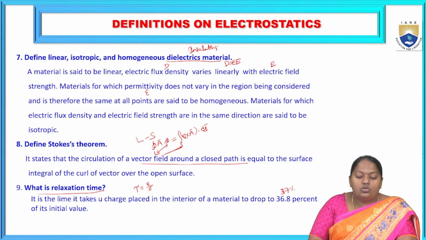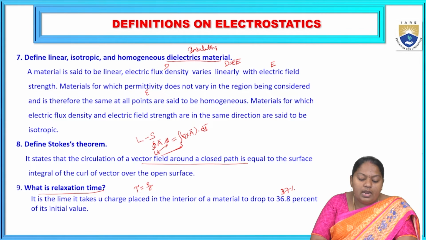Then Stokes theorem. To define Stokes theorem, we must know that it gives the relation between line to surface or surface to volume integrals. Here, depending upon Stokes theorem, we derive the relation between line and surface integrals. It states that the circulation of a vector field around a closed path is equal to the surface integral of the curl of the vector field over an open surface. So the closed line integral over L of A dot dl is equal to the integral over S of del cross A dot ds.